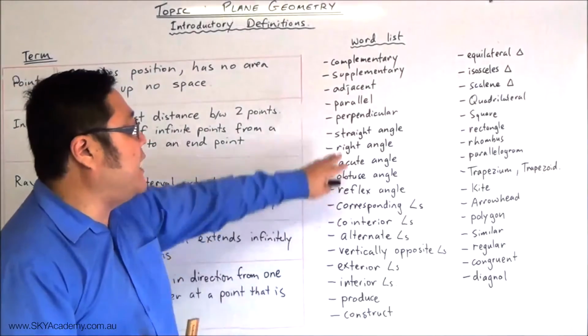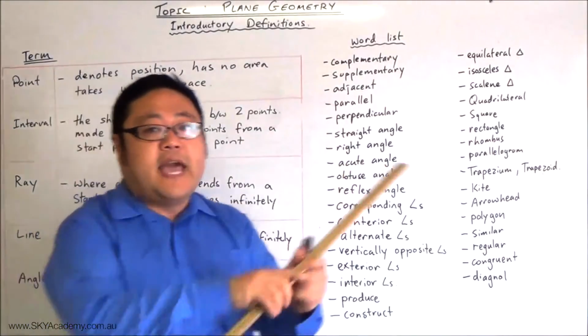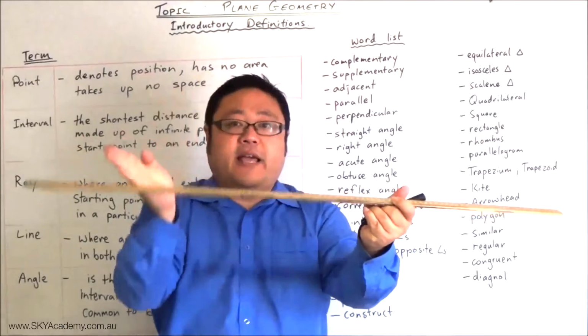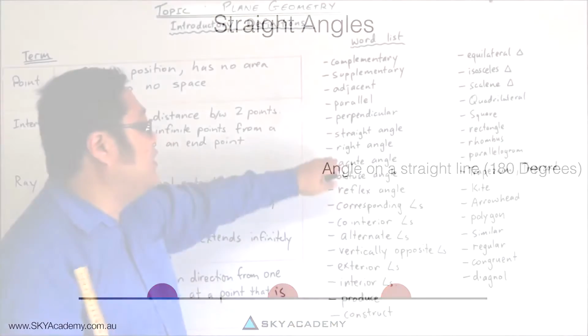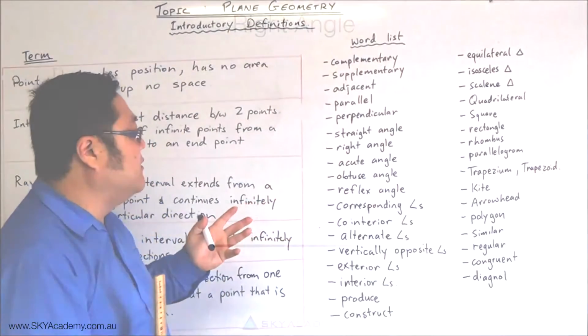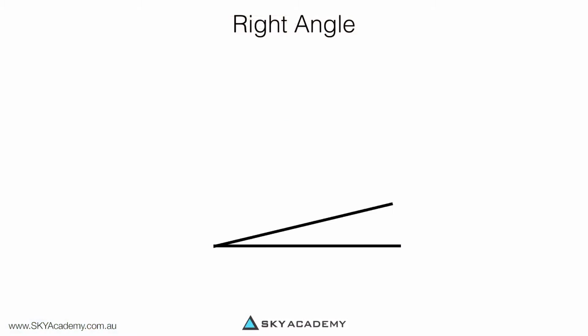Okay, straight angle is basically the angle on a straight line. That angle there, it's two right angles, it's 180 degrees. Okay, a right angle is 90 degrees. And you can tell because it looks like a corner. So it's kind of like that, that's a right angle there.